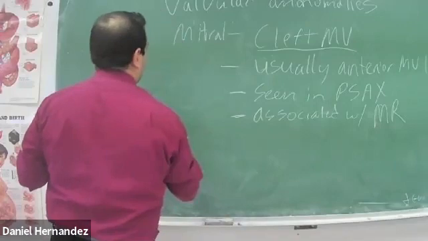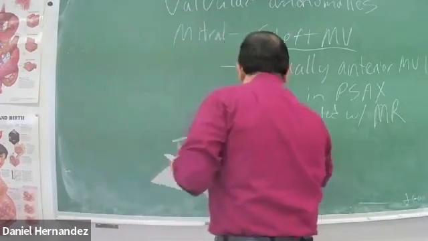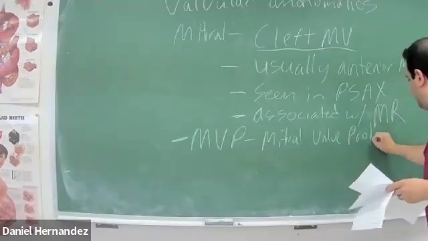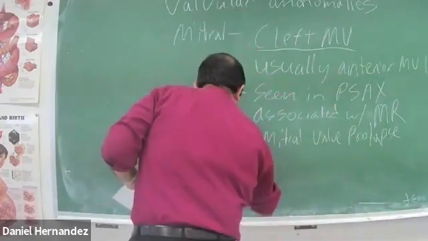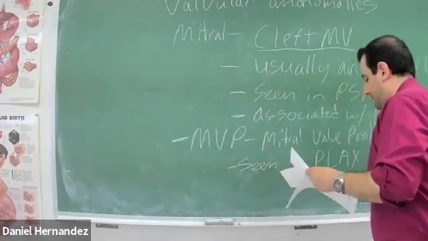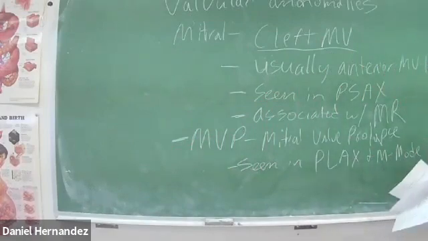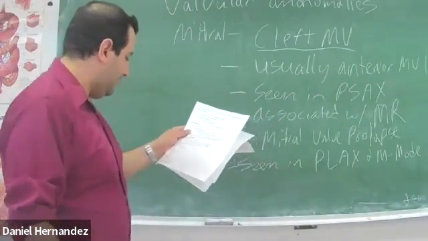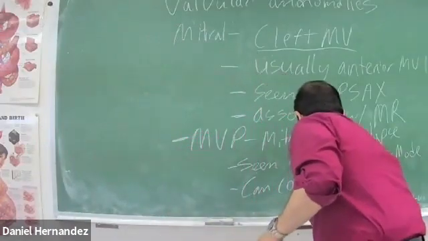We could also potentially have MVP, mitral valve prolapse. When we do our M-mode tracing of the mitral valve in the parasternal long axis, we're able to detect mitral valve prolapse, and that can cause MR.